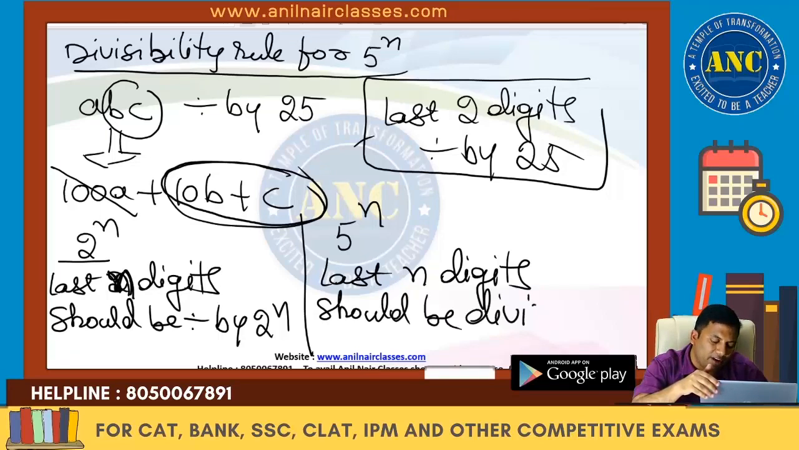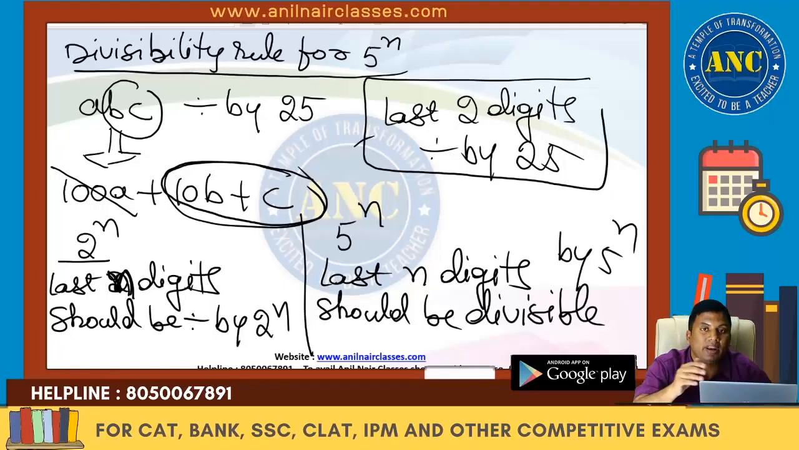There is no difference between the divisibility rule for 2 power n and 5 power n in terms of face value. 5 power n means last 2 digits should be divisible by 25 if it is 5 square. Last 3 digits should be divisible by 125, it is 5 power 3. Last 2 digits should be divisible by 4 if it is 2 square. Last 3 digits should be divisible by 8 if it is 2 power 3. I hope the concept is clear, right?